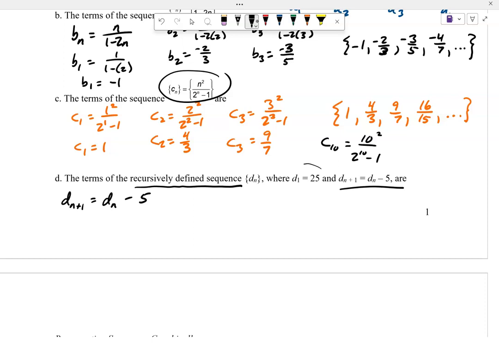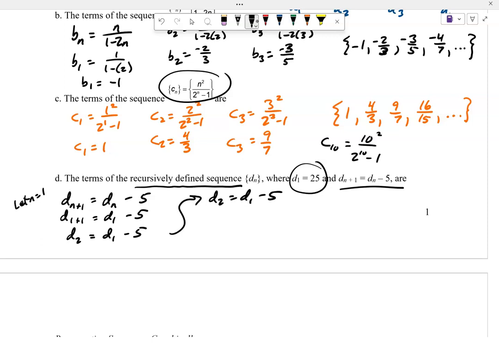So see how they give us d1, the first term? They give us d1, right? So if I'm trying to find the second term, what would I have to let n be? Yeah, let n be 1. So that would give me the second term. So the second term is the first term minus 5. Well, the first term they gave us is 25. So the second term is 20.